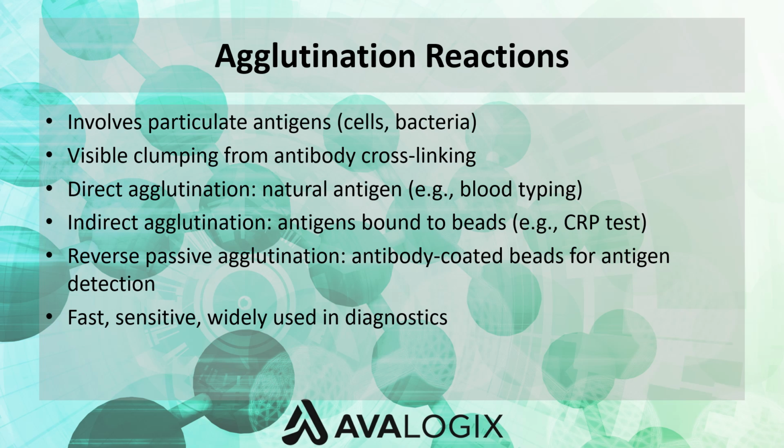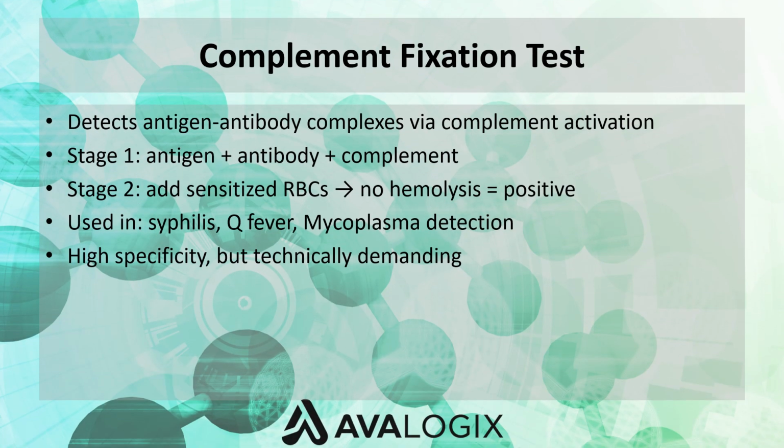However, they require careful interpretation. Prozone and postzone effects can cause false negatives, and nonspecific agglutination can lead to false positives. Understanding the principles and types of agglutination is essential for interpreting results correctly, especially in blood banking, infectious disease testing, and autoimmune workups.